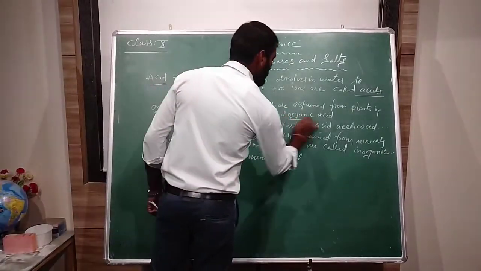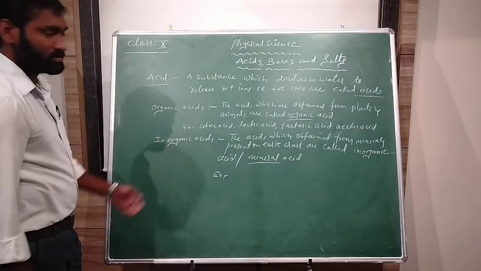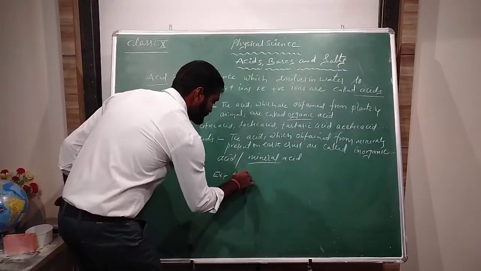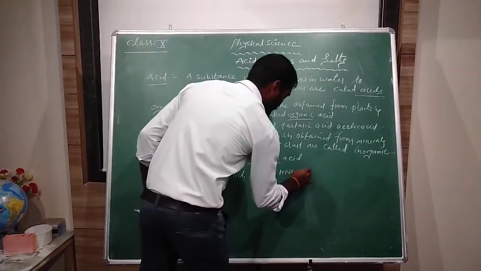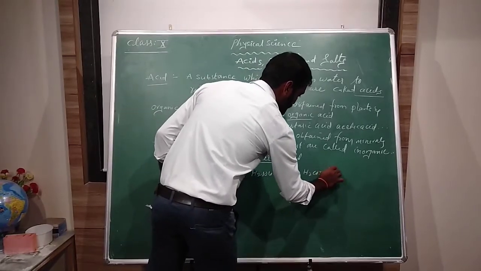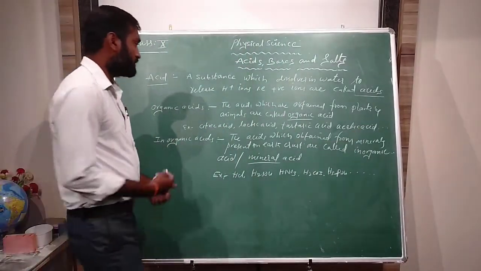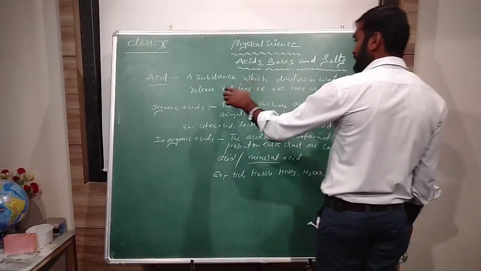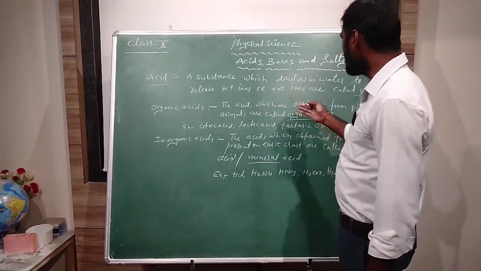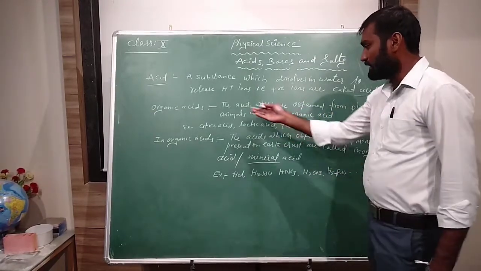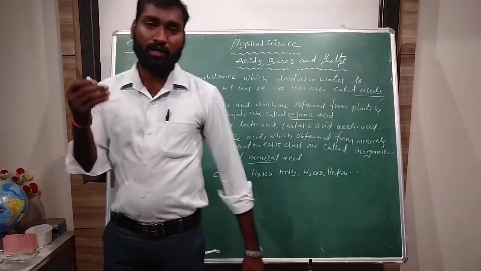Okay, so examples for these mineral acids are, what are the examples for that? You know, examples: HCl, hydrochloric acid, sulfuric acid, nitric acid, carbonic acid, phosphoric acid, etc. So these are all examples for mineral acids. See now, a substance which dissolves in water to release H+ ions is called an acid. So acids are two types: organic and inorganic acids. The acids which are obtained from plants and animals are called organic acids: citric acid, lactic acid, tartaric acid, acetic acid, oleic acid, uric acid, ascorbic acid.